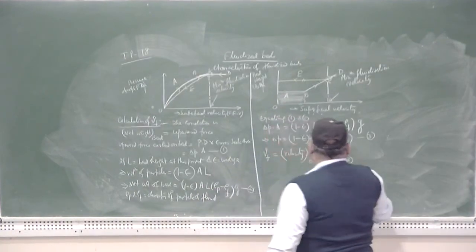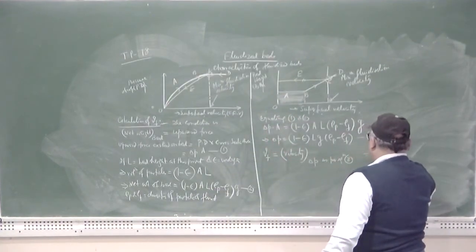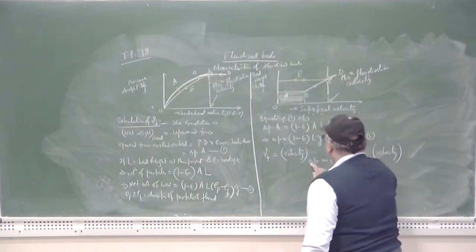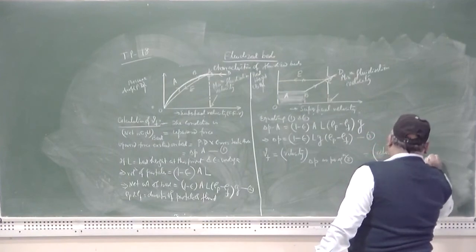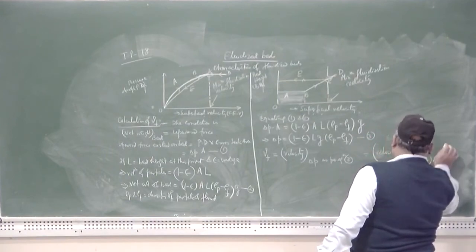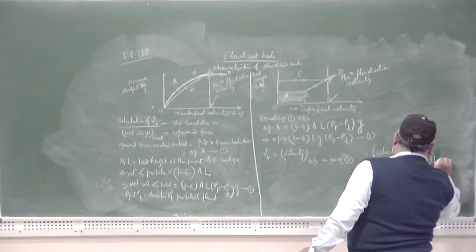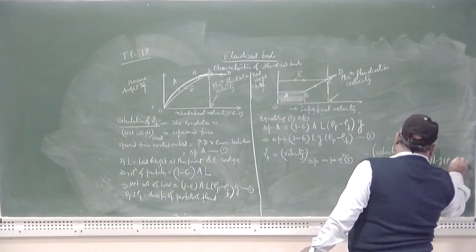That means you have to obtain the expression for the velocity utilizing the Ergun equation by putting the value of delta P, that is equal to (1 minus epsilon) into A into L into g into (rho P minus rho F).